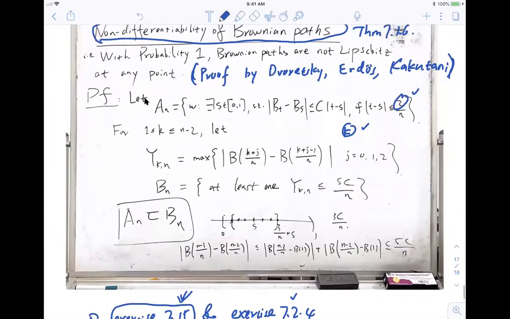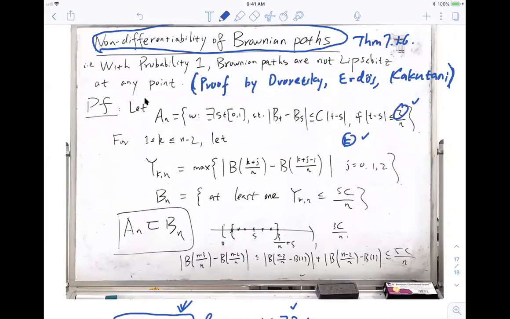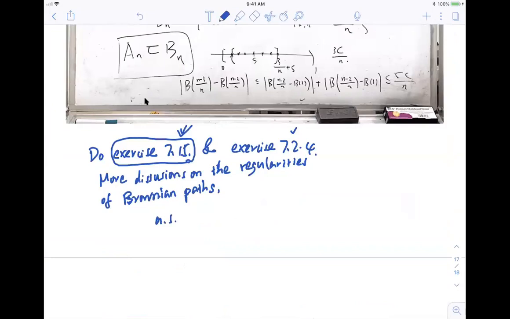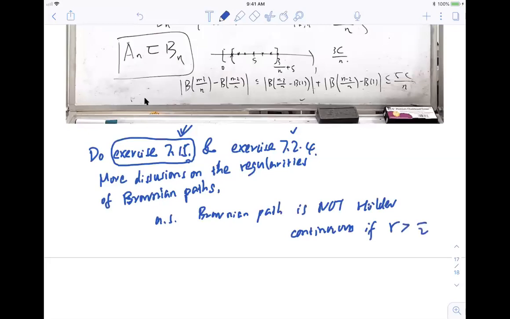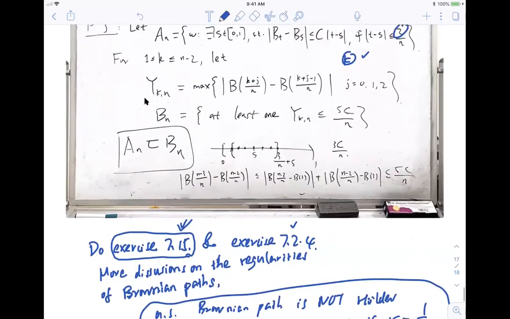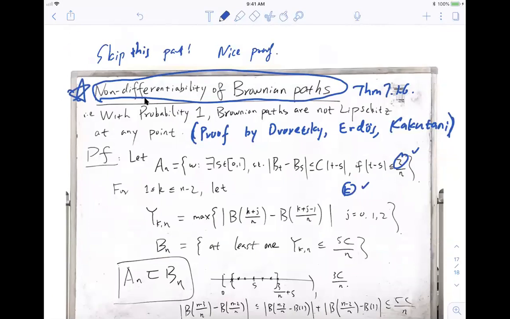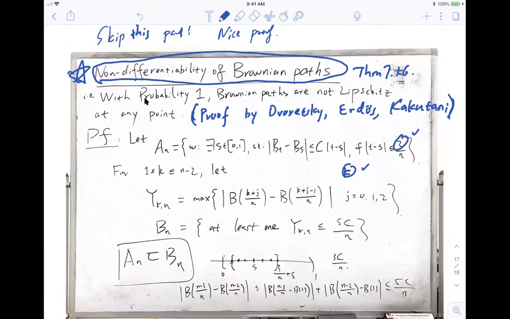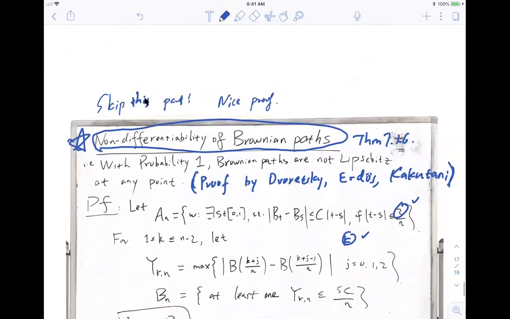You can prove that almost surely Brownian paths are not Hölder continuous for any Hölder exponent bigger than 1/2. So almost surely Brownian path is not Hölder continuous if gamma is bigger than 1/2. So this is a theorem you can prove, mimicking the proof here. Okay, so that's all for the Brownian, the first section.